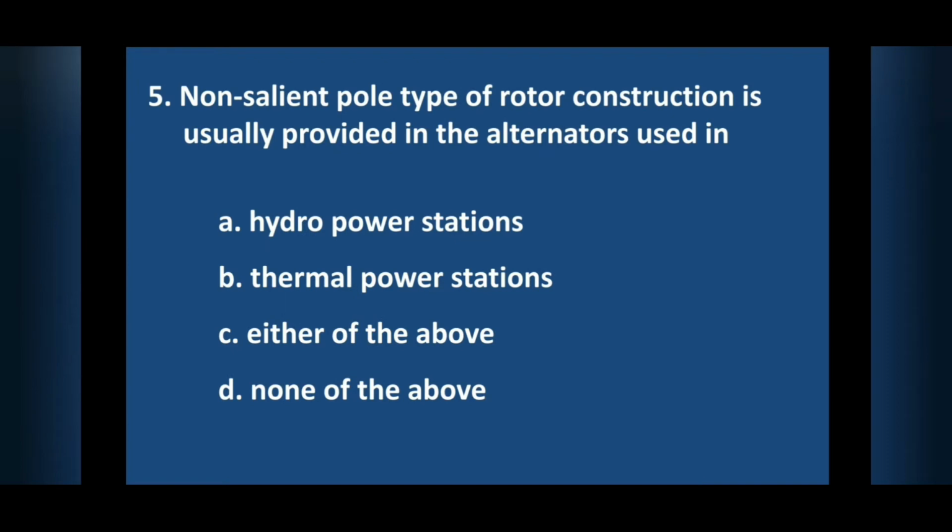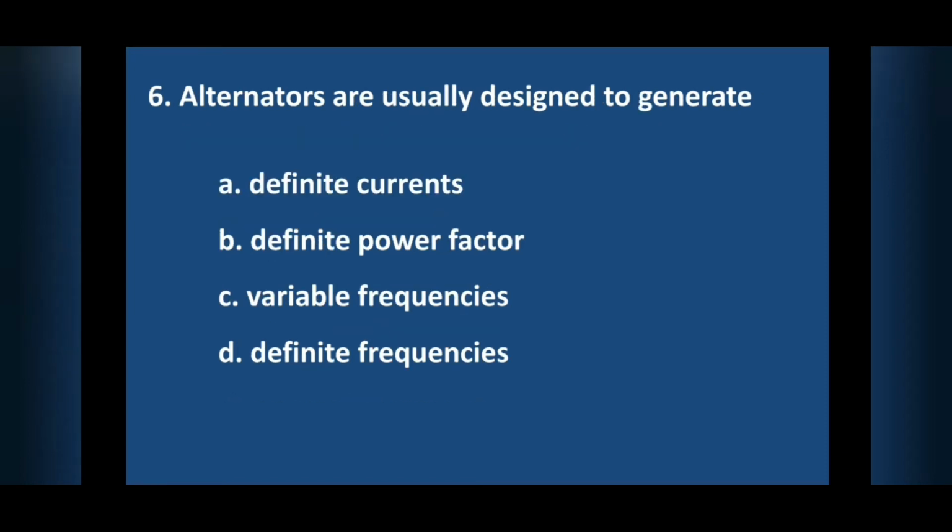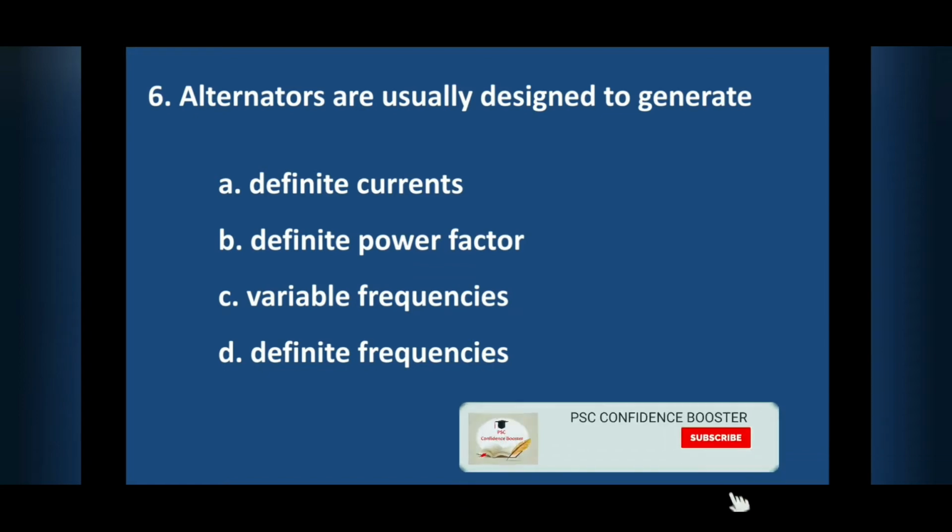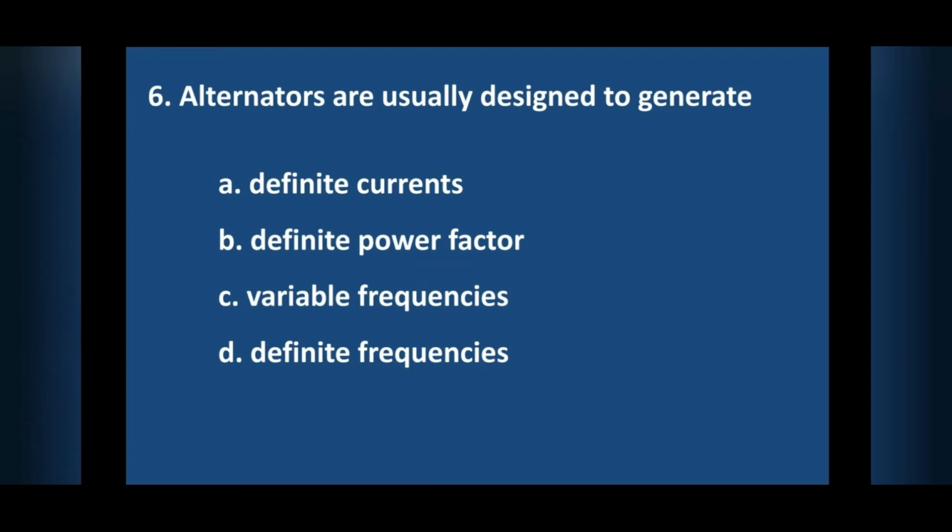Question number 5. Non-salient pole type of rotor construction is usually provided in the alternators used in. Answer is option B, thermal power stations. Question number 6. Alternators are usually designed to generate. Answer is option D, definite frequencies.